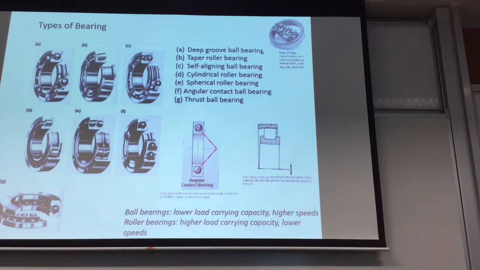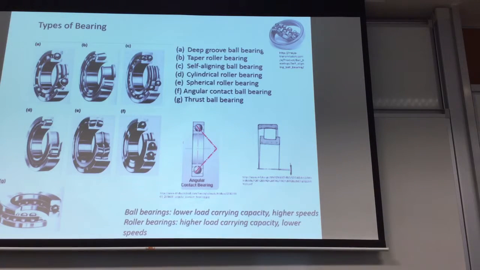The last category can carry axial loads. Basically, you place your shaft on this. This is the end of your shaft. This one can only carry axial load.